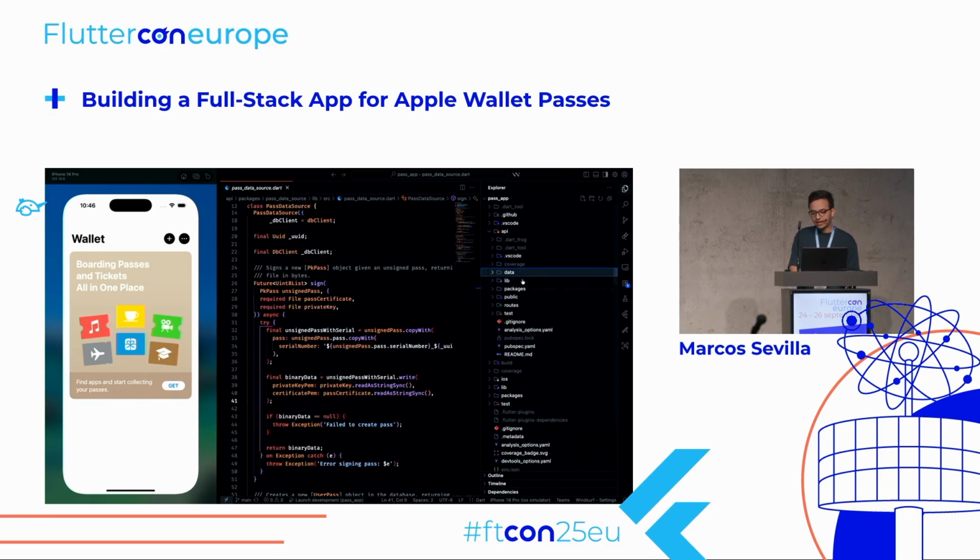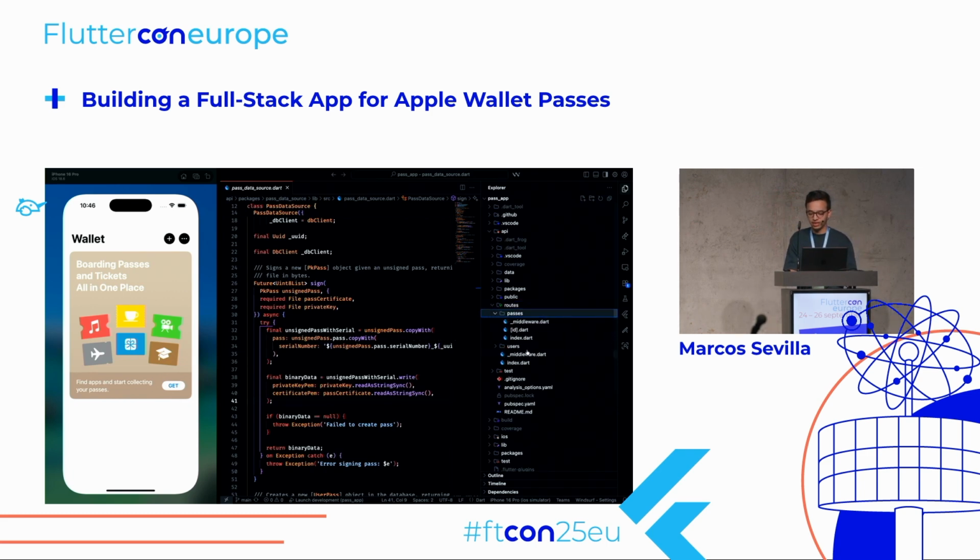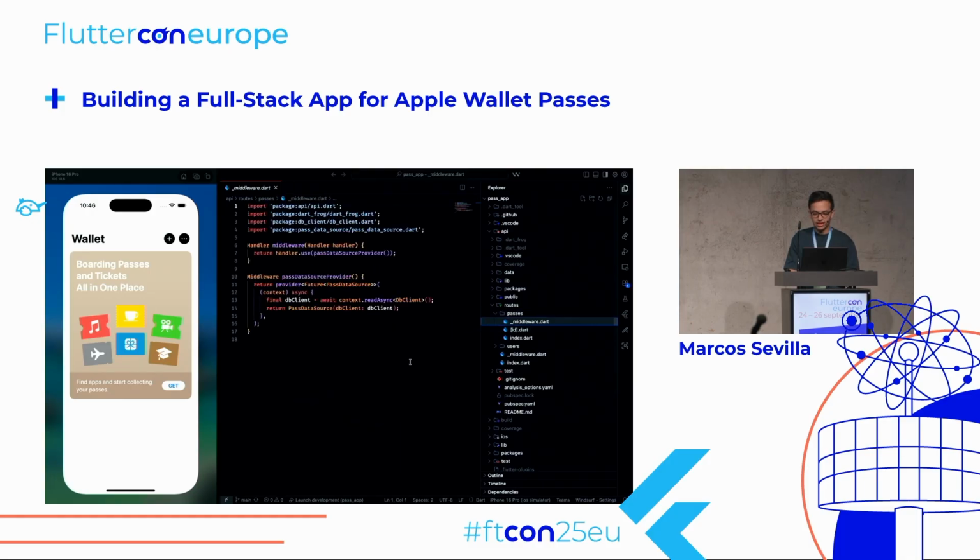Now that I have that, Dartfrog has the routes folder, and these are pretty much the endpoints. So users is like API/users and things like that. As I mentioned before, it's file-based. Here, for example, I provide via Dartfrog my pass data source. Since my DB is initializing asynchronously, I had an extension to read async and then create the pass data source. So that's the middleware I need for the endpoint.